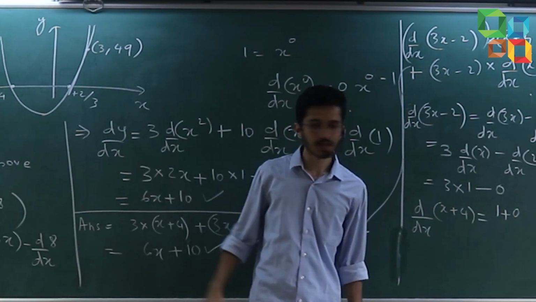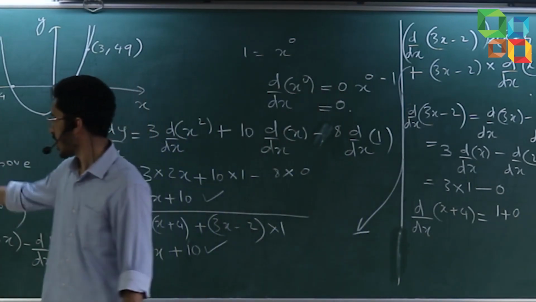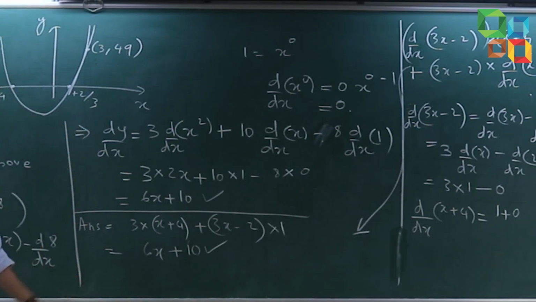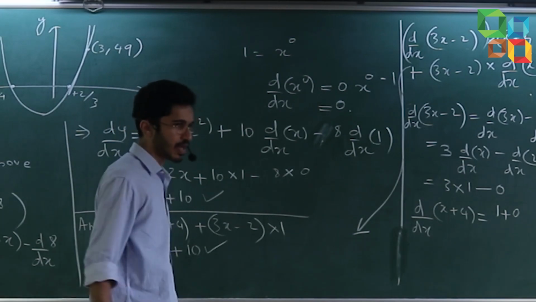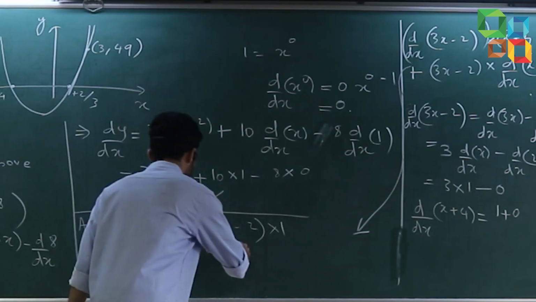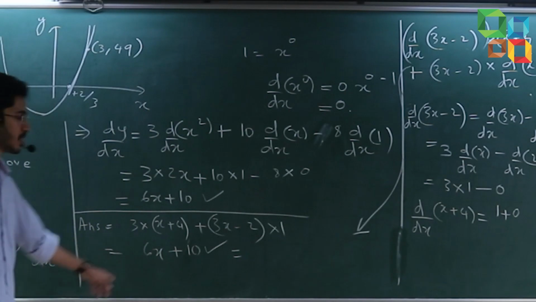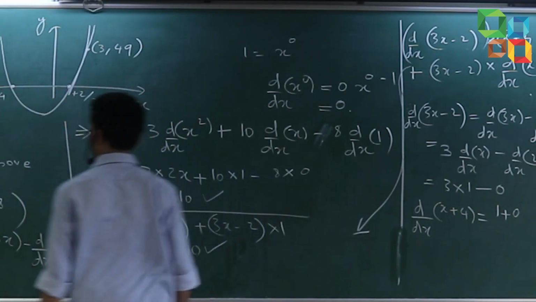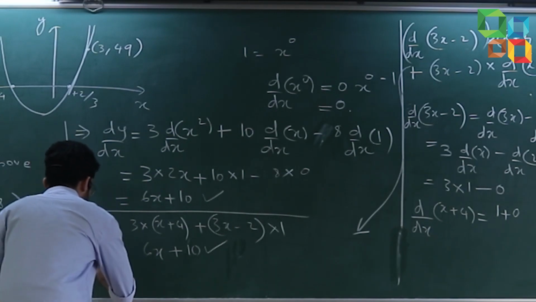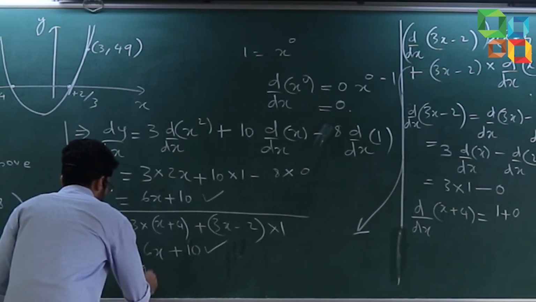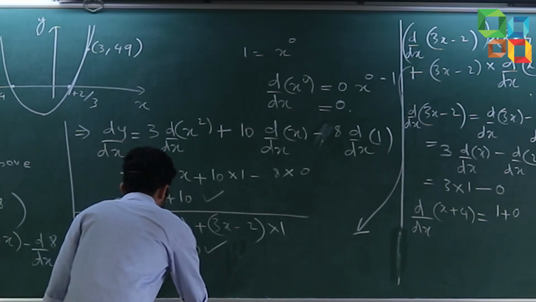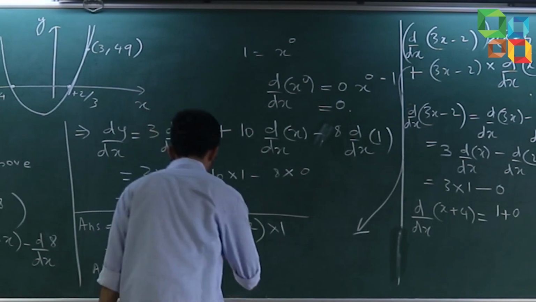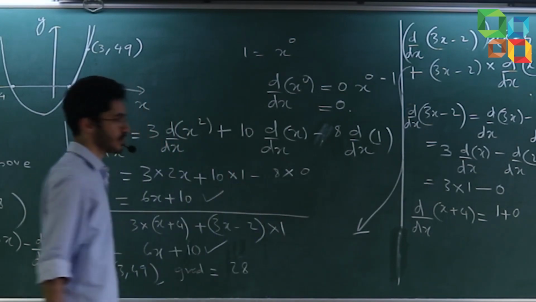What is the question? Find the gradient of the above curve at 3,49. So where did we put this 3,49? Yeah. So what should we do? Plug it in here. Substitute. So the final answer is 28. Put x equal to 3 here. So at 3,49, you get slope, which is equal to gradient, is equal to 28.